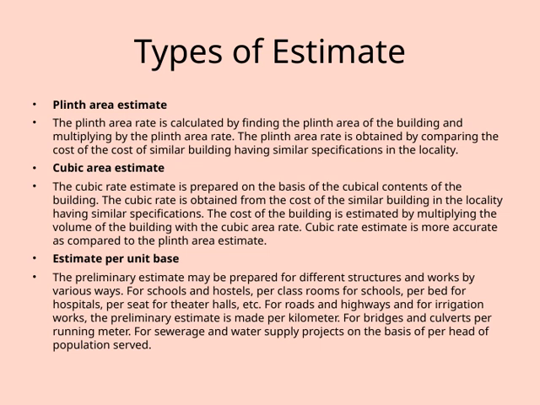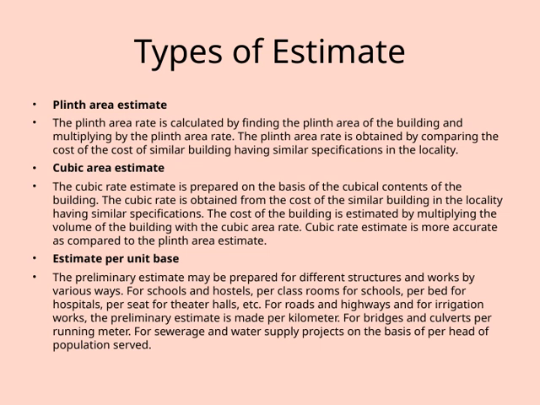Next, we have the cubic area estimate. Instead of just looking at the footprint, this method considers the entire volume of the building. The cubic rate is determined based on the cost of similar buildings in the area that have comparable specifications. To find the total cost, we multiply the building's volume by this cubic rate. One key advantage of this method is its accuracy. It tends to be more precise than the plinth area estimate because it accounts for height and volume.